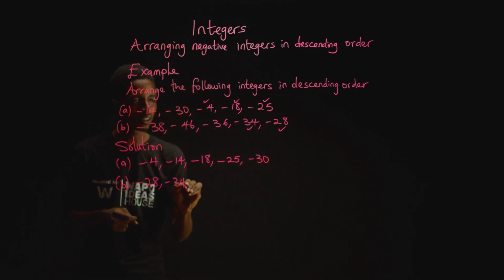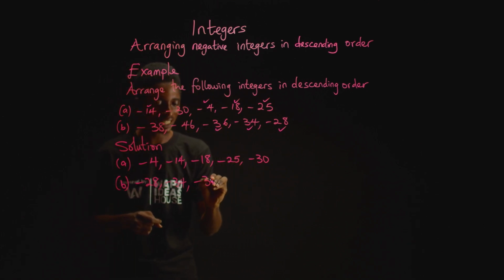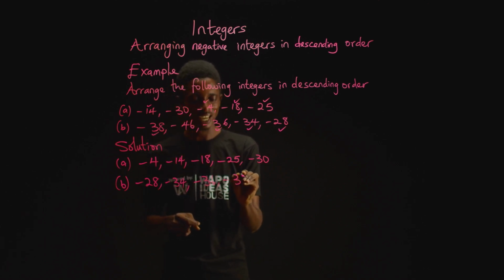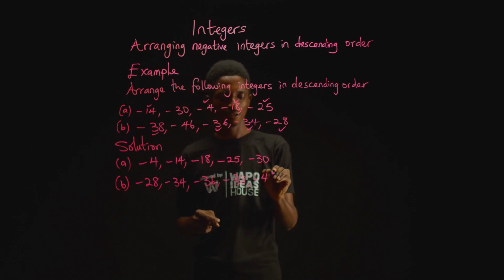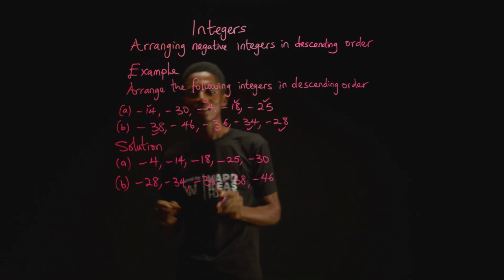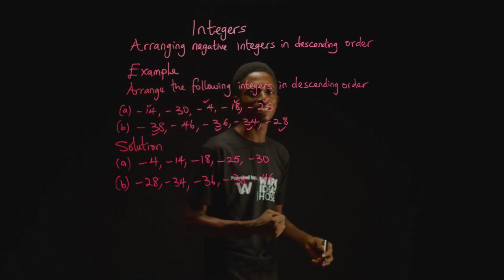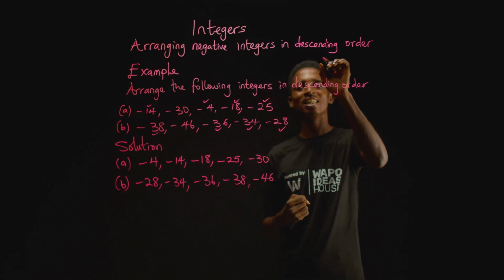minus 34, then minus 36, minus 38, and finally minus 46. This is how we arrange negative integers from the biggest to the smallest. In other words, descending order.